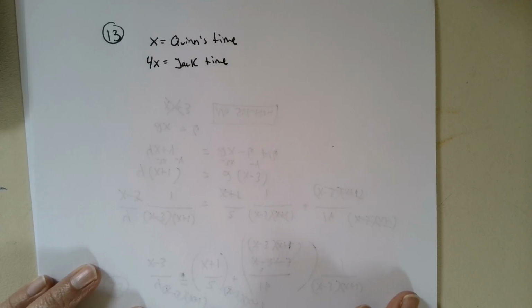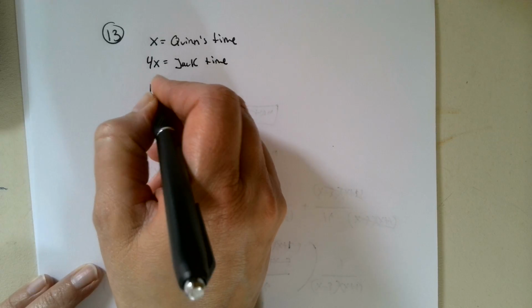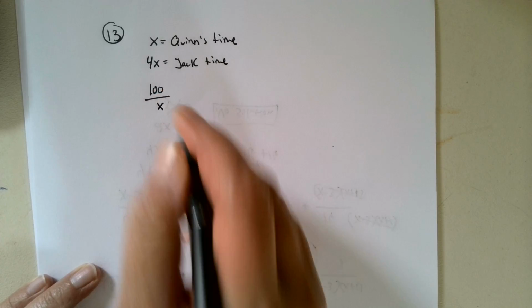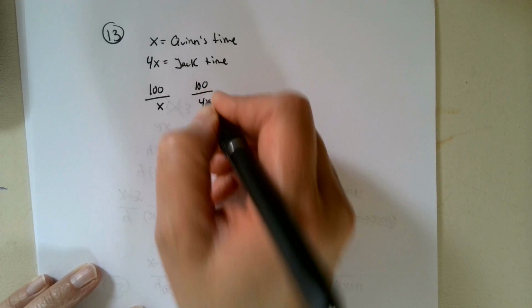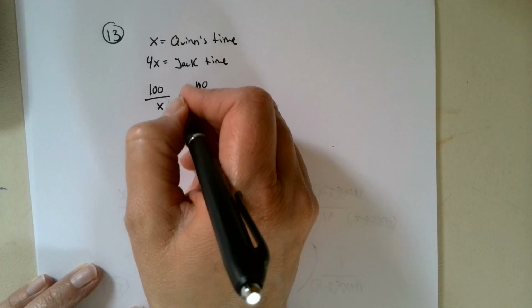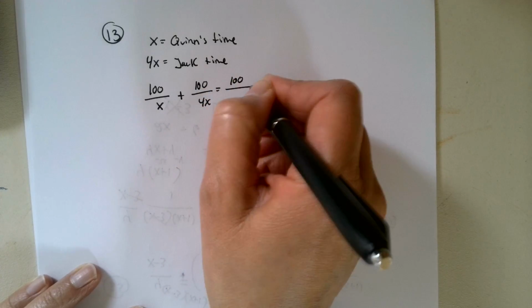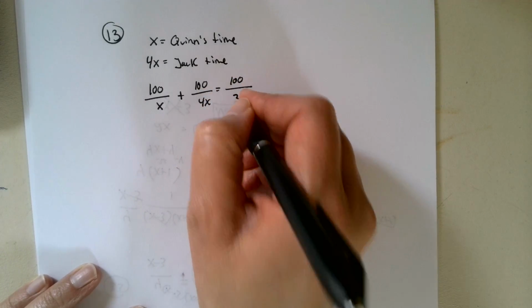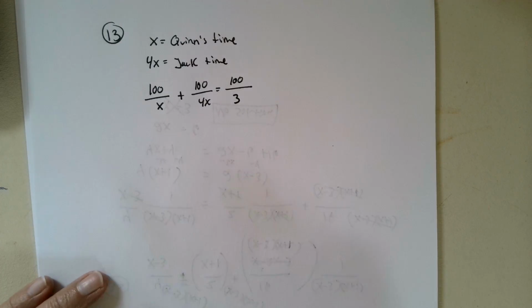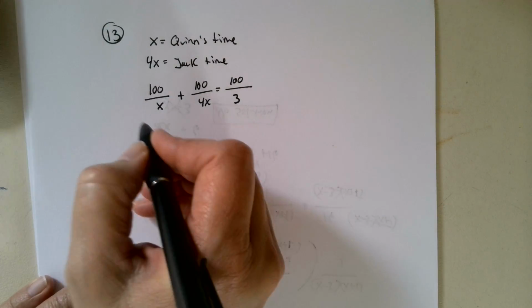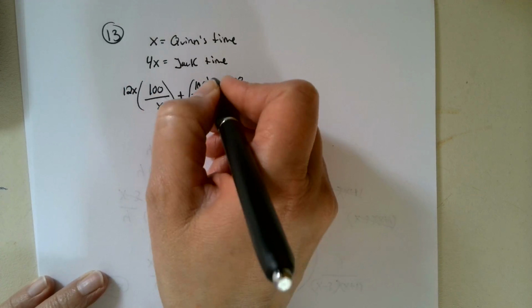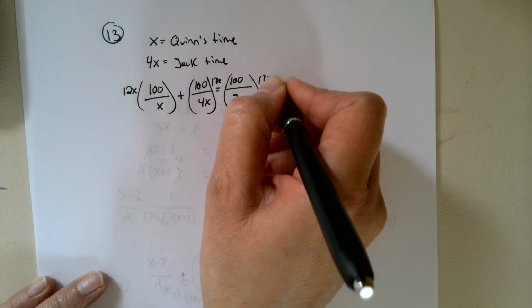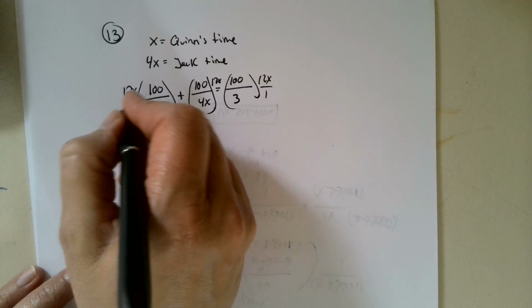Working together, they can finish the job in 3 hours. How long would it take each of them working alone? So 100 square feet divided by x would be Quinn's work rate. 100 square feet divided by 4x would be Jack's work rate. But if they work together, they can get the 100 square feet done in 3 hours. So we have x, 4x, and 3. So the common denominator is 12x.